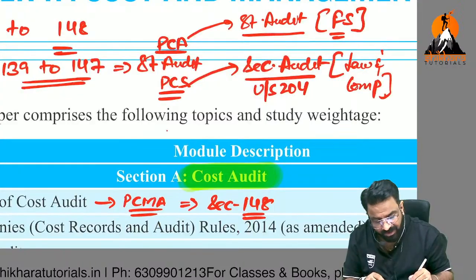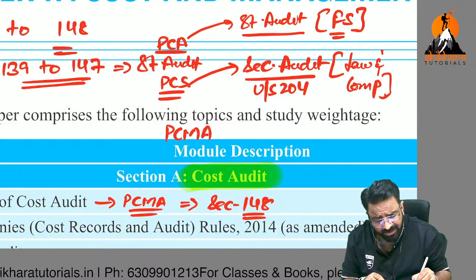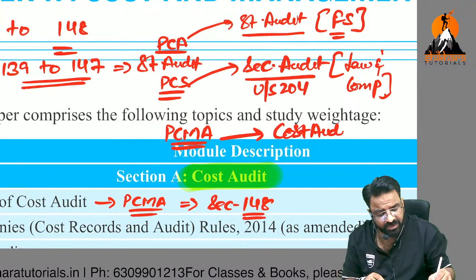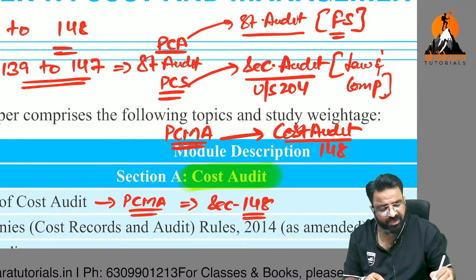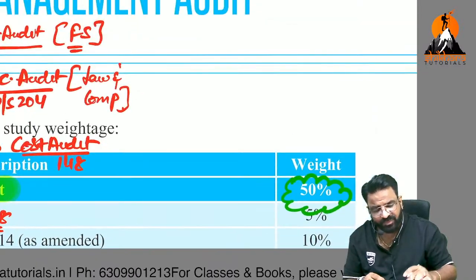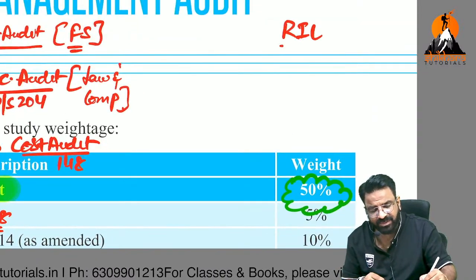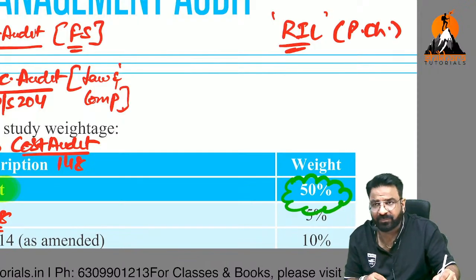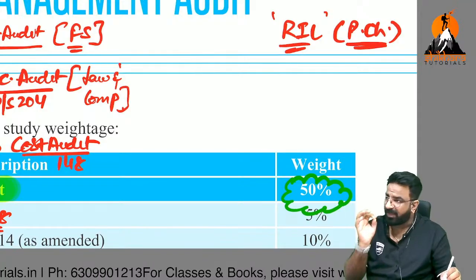Sir, who are we? Practicing CMA. When he does the audit, he does a cost audit under section 148. So what do you mean by cost audit? Now, suppose Reliance Industries Limited is there. It's a petrochemical company. So remember one thing.